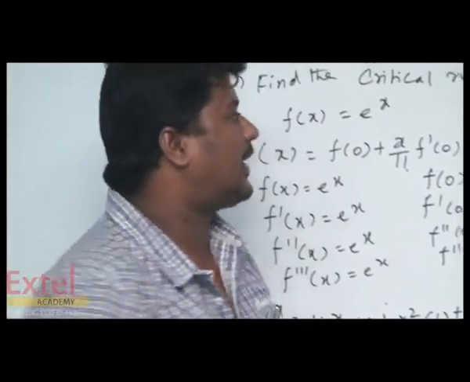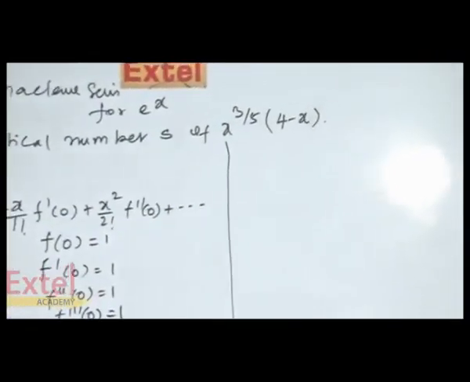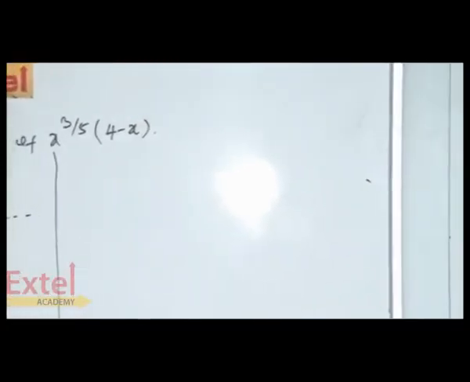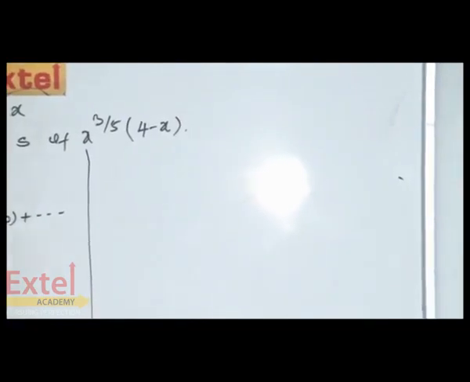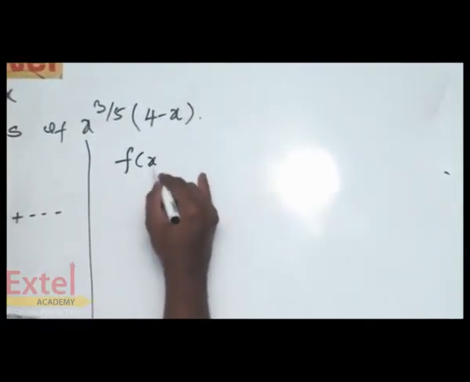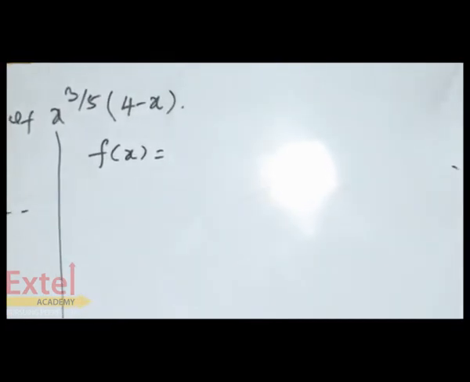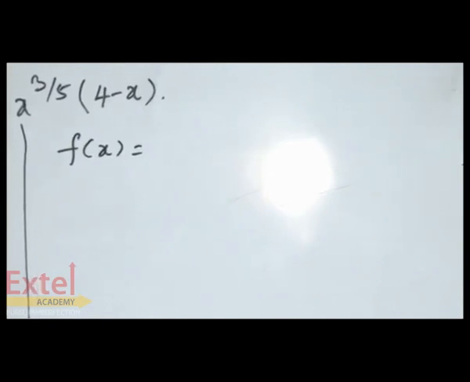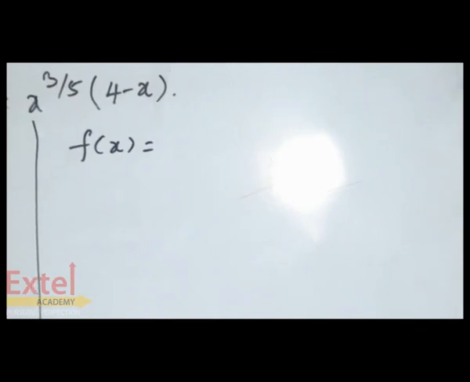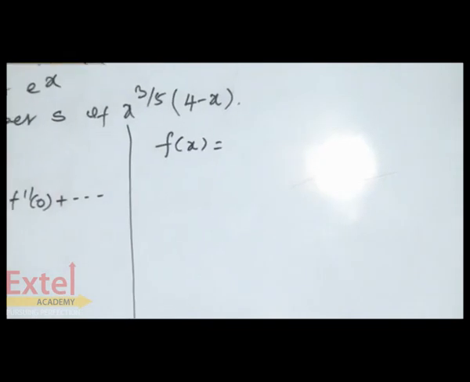It's very simple, right? Next we will pass on to the second subdivision question. What is the second subdivision question? Find the critical numbers of x power 3 by 5 into (4 minus x). Now let us consider this function as f of x. The critical numbers are nothing but the turning points or stationary points. Because if you put f dash of x equal to 0, we will get the values of x. Those values are called turning points or critical points, so that is called critical values. That is the thing I am going to find here.